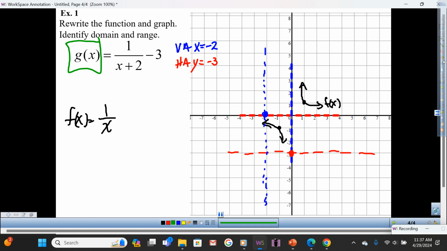And the new graph, look up, here it goes. From this point, it should be 1 up, 1 to the right. There it is. 1 left, 1 down. And this is our g of x.